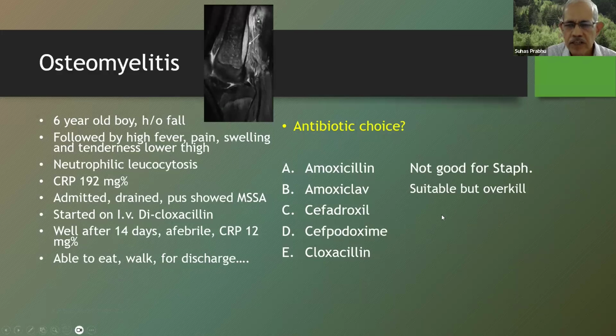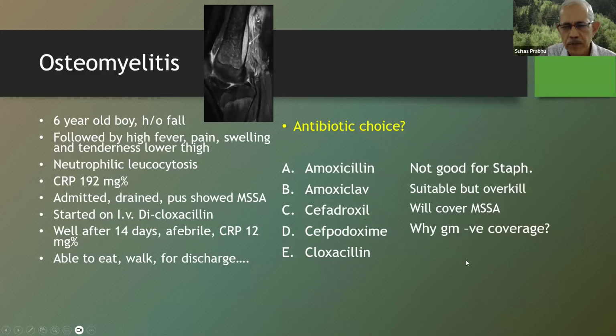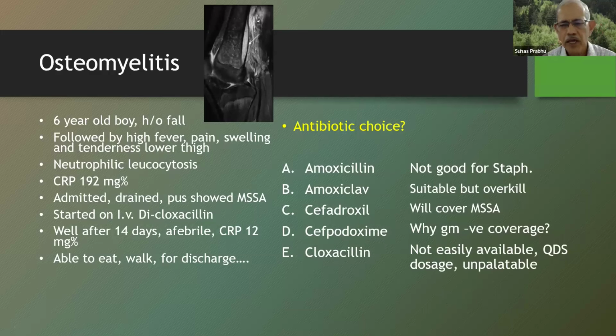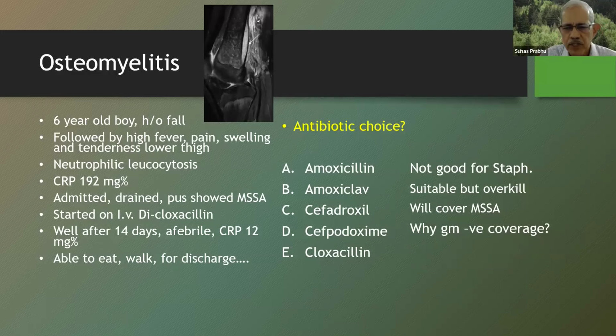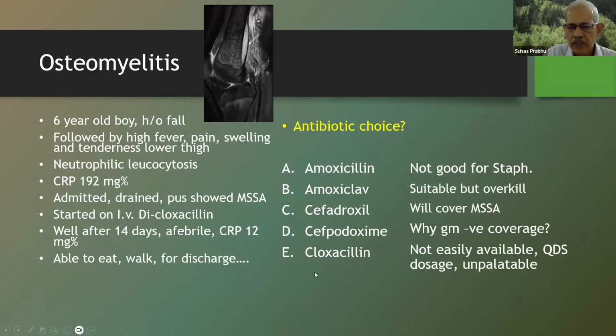Not a good choice. Will cefadroxil cover? Yes, it covers MSSA. Remember the slide I showed you that cefadroxil covers strep and also methicillin sensitive Staph aureus. So cefadroxil can work. Cefpodoxime not needed because it has gram-negative coverage. And again, use a lower generation cephalosporin when there is a choice. So between these two, you will use cefadroxil rather than cefpodoxime. Cloxacillin can be used, of course. This patient has responded to an injectable dicloxacillin. But again, I mentioned the reasons why we don't like to use cloxacillin because it's unpalatable, needs to be given 4 times a day, and is expensive.